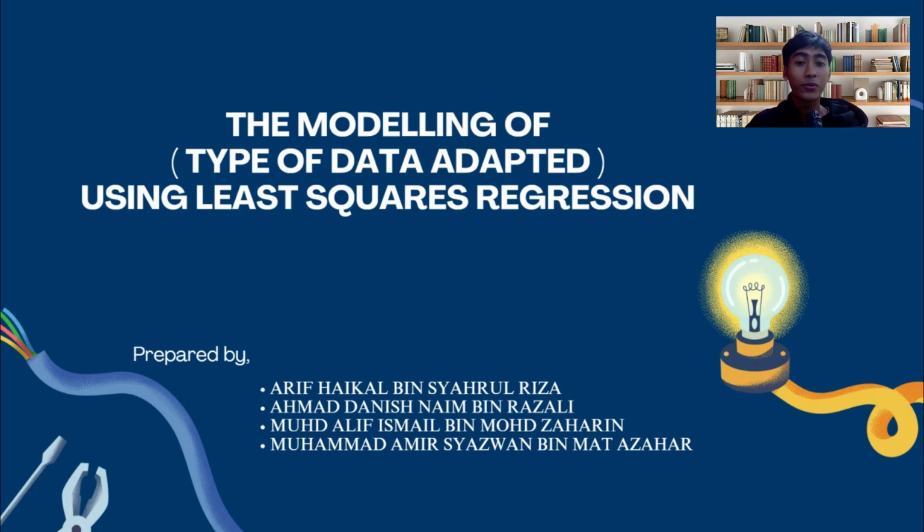Today, we would like to present our assignment entitled The Modeling of Data Using Least Square Regressions. Do you know what least square regression is? Least square regression is a widely used method to model the relationship between variables by minimizing the error between predicted and actual data values. In this presentation, we compare three different regression models, which are linear least squares, quadratic least squares, and quartic degree 4 least squares.